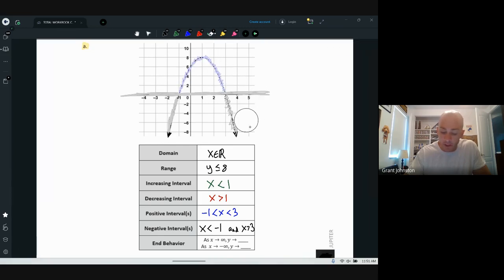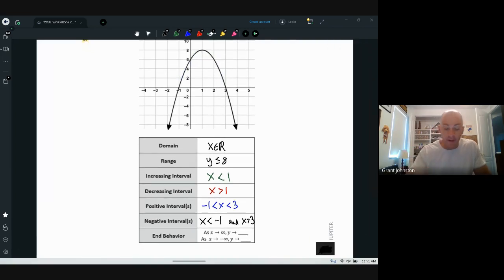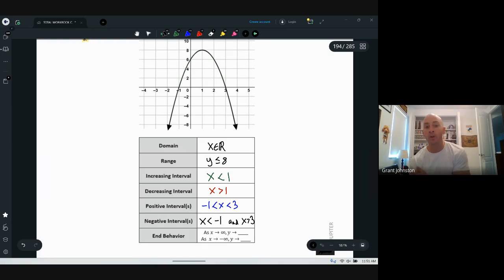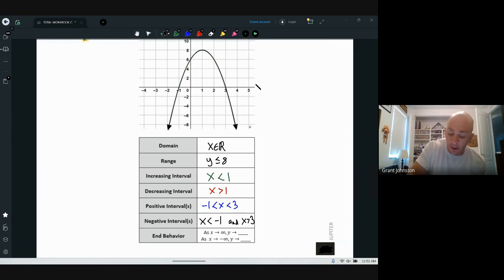The last one's talking about end behavior. So we're looking at the end of the graph, where the y values go as we go to large values of x and small values of x. The first blank we have is x goes to positive infinity. Where does y go? Positive infinity for x is to the right, and negative infinity for x is to the left.